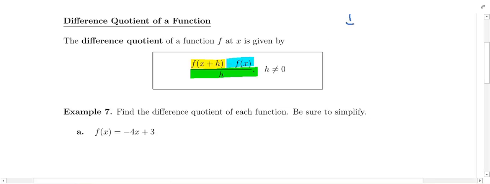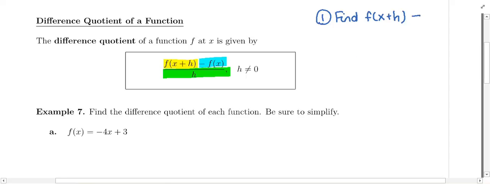When you are asked to find the difference quotient, the first thing you're going to do is find f of x plus h. That is something we learned how to do in example 4. If you flip back in your notes, remember what that means. This means to go to your function, and everywhere you see x, replace it with x plus h. Remember you have to put parentheses around it. It's a package deal. So replace x with x plus h and simplify. That is the first step. You must simplify before moving on.